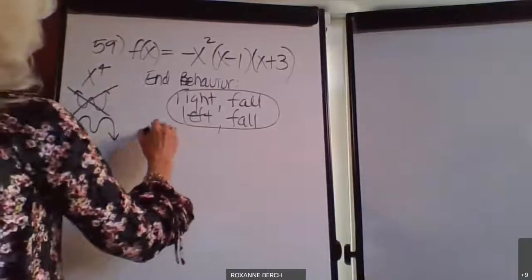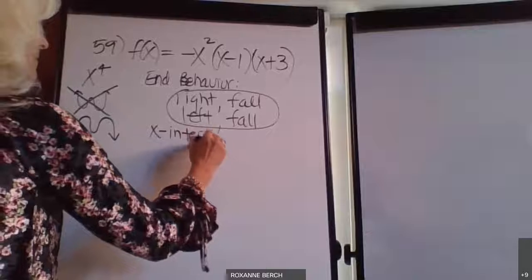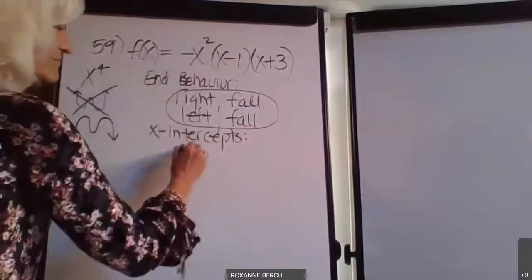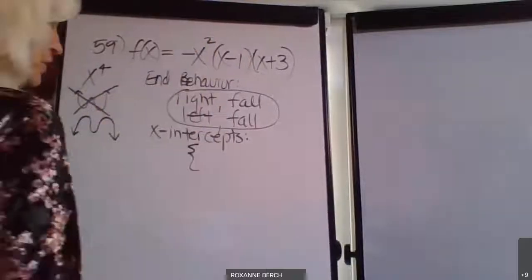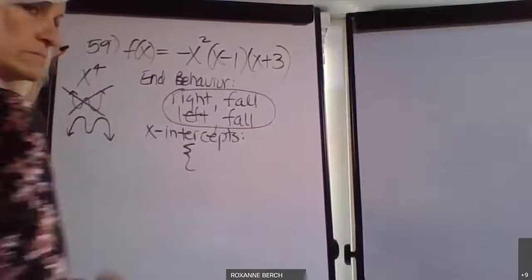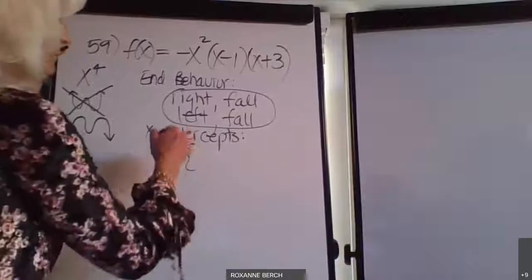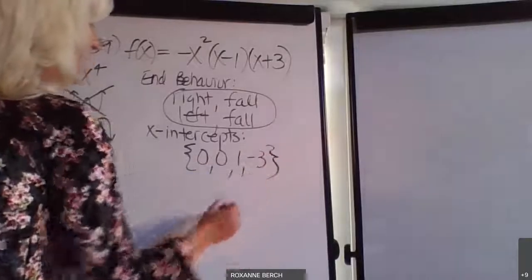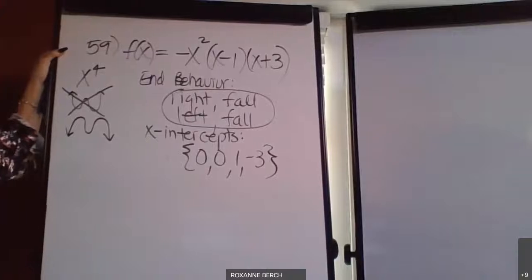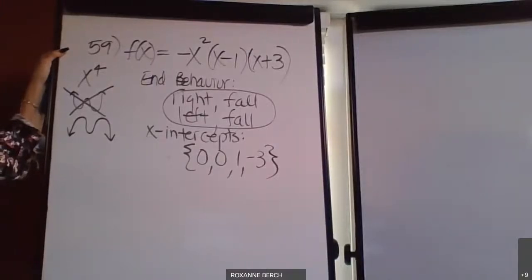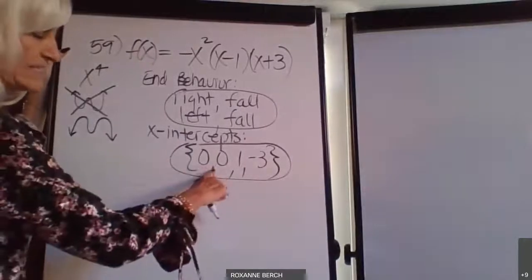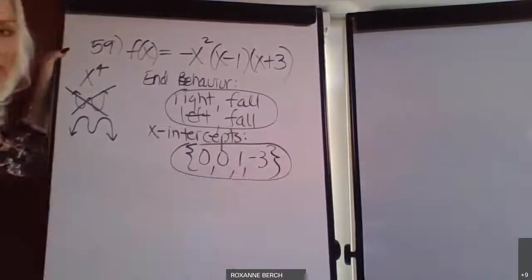Okay. What about the x-intercepts? We don't have to factor. Just tell me what they are. What do you have there? What are the solutions? +1 and -3. What about that? Oh, just 2 zeros. 2 zeros, a 1, and a -3 for a total of how many solutions, guys? 4. And this graph is going to touch at 0. It's going to cross at 1 and cross at -3.